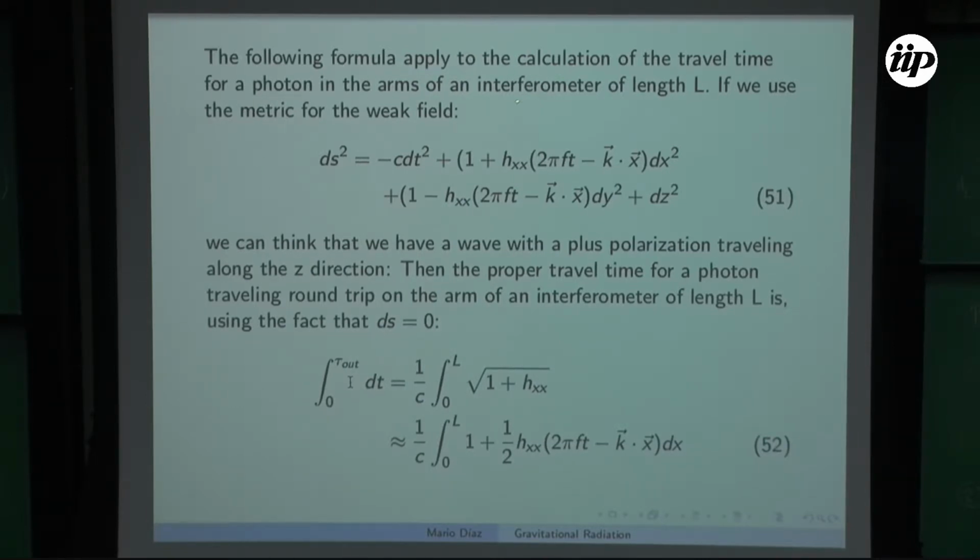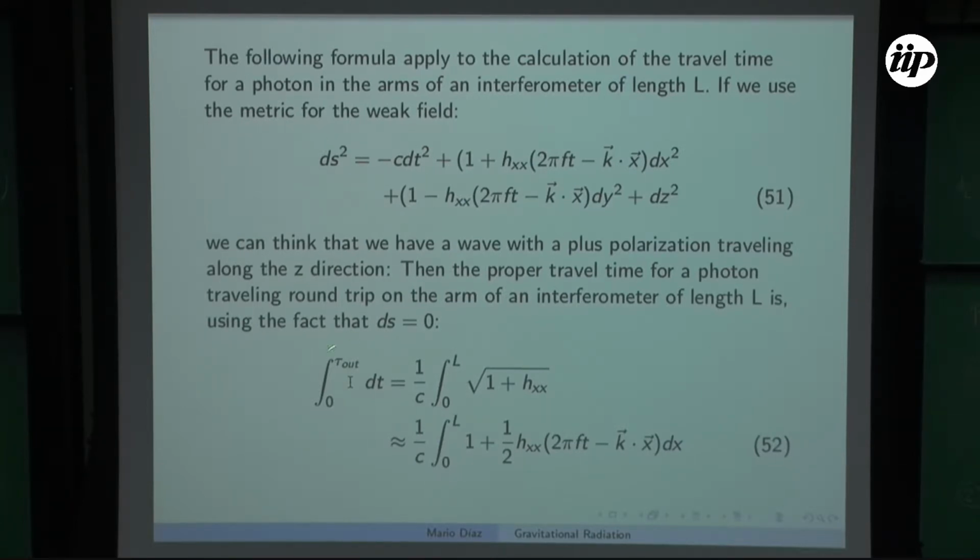So the formula we're going to apply is for the calculation of the travel time for a photon in the arms of the interferometer of length L. If we use the metric for the weak field, this is the metric, and we can think that we have a wave with a plus polarization traveling along the z direction, completely perpendicular to the plane of the interferometer. And then for the proper time, the travel time for a photon, obviously ds equals 0 because it moves along null geodesics. And so this is 0.